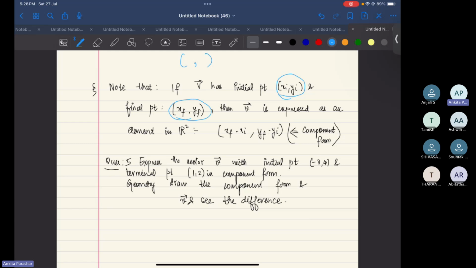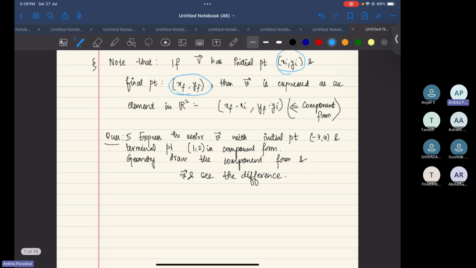So given a vector having initial and final point, I want to write that vector as an element of R2. The way is that you take the difference of the final point with the initial point, and you make sure it is component-wise. The first component is xf, the first component of the initial point is xi, and you take the difference. Similarly for the second component, and then you get a tuple. Okay, and we will see very soon the purpose of doing all this.